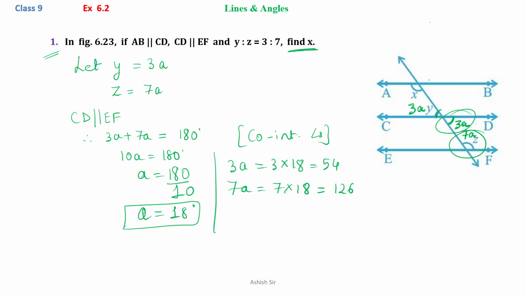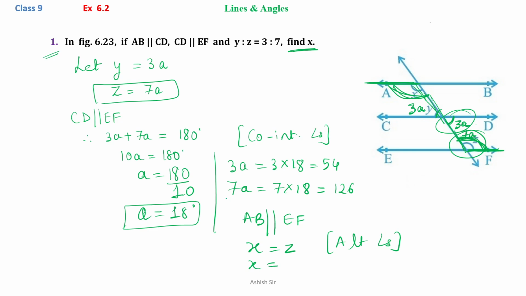Now we can see in the figure itself that as AB is parallel to EF, as it is given, angle X will be equal to angle Z. Angle X and angle Z are forming alternate angles. So we write they are alternate angles. So angle X will be equal to the value of Z. Z is 7A. The value of 7A is 126. So X will be equal to 126 degrees.